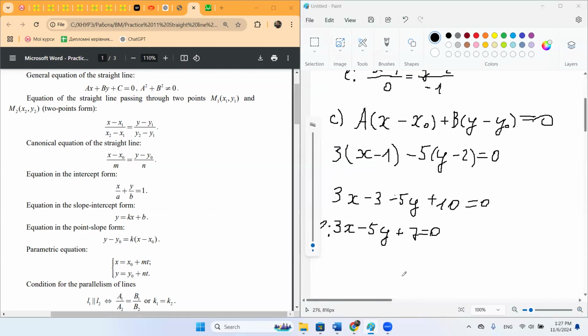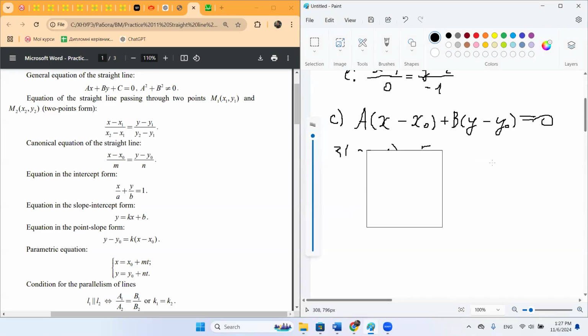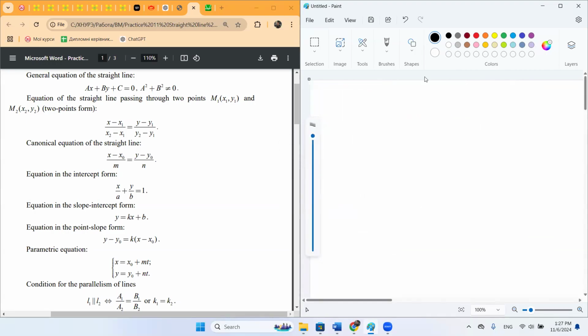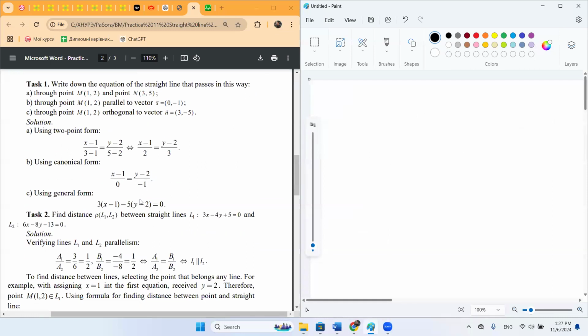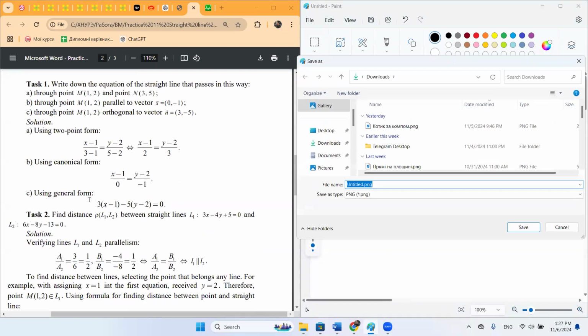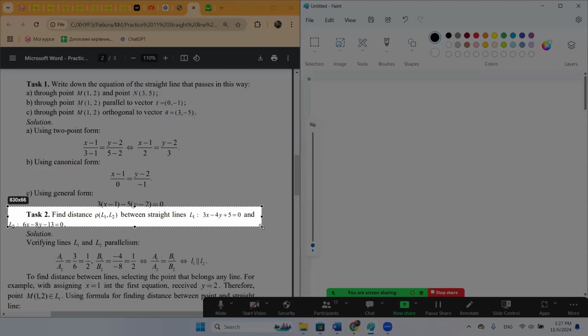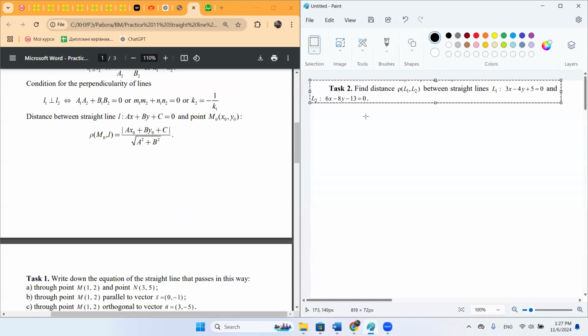More questions? I guess that no questions. Okay, moving next. Erasing, cleaning everything. Well, you saw the spoilers, but okay. Anyway, we need to solve this task.